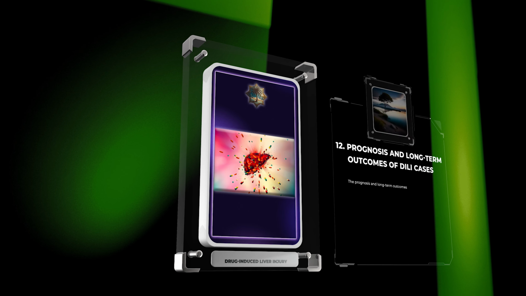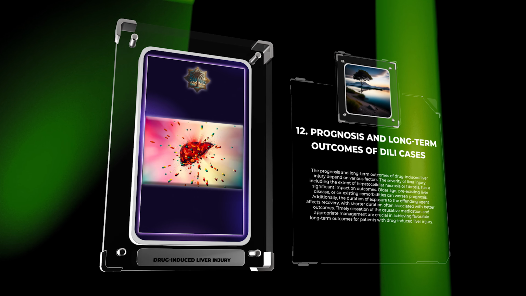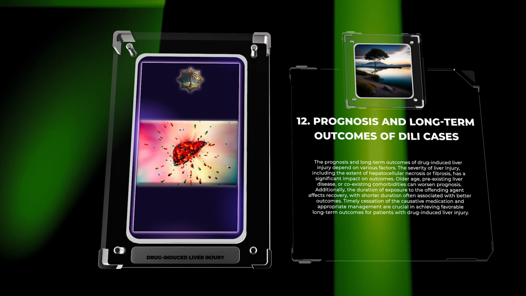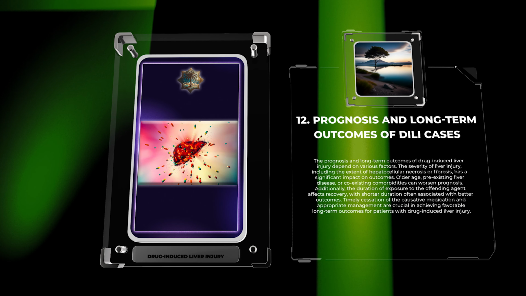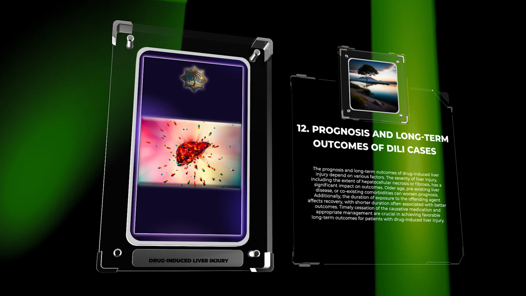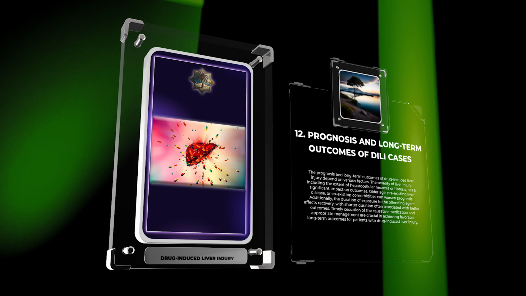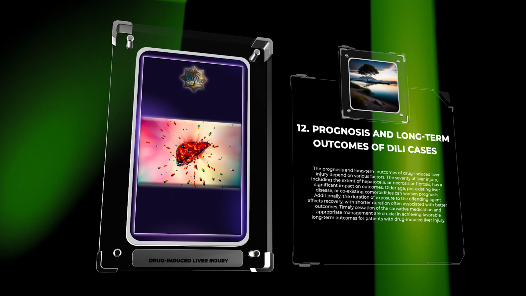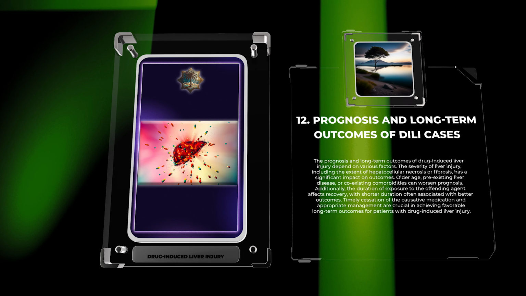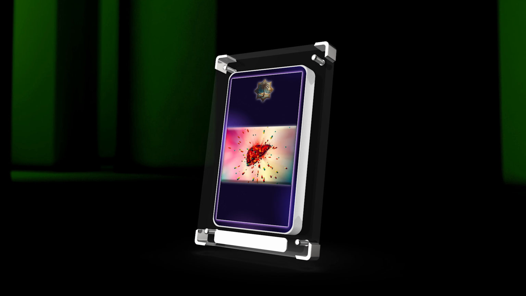The prognosis and long-term outcomes of drug-induced liver injury depend on various factors. The severity of liver injury, including the extent of hepatocellular necrosis or fibrosis, has a significant impact on outcomes. Older age, pre-existing liver disease, or coexisting comorbidities can worsen prognosis. Additionally, the duration of exposure to the offending agent affects recovery, with shorter duration often associated with better outcomes. Timely cessation of the causative medication and appropriate management are crucial in achieving favorable long-term outcomes for patients with drug-induced liver injury.